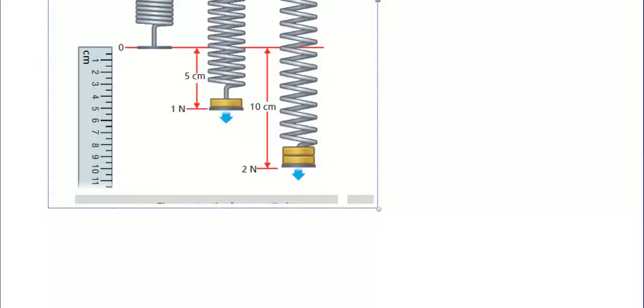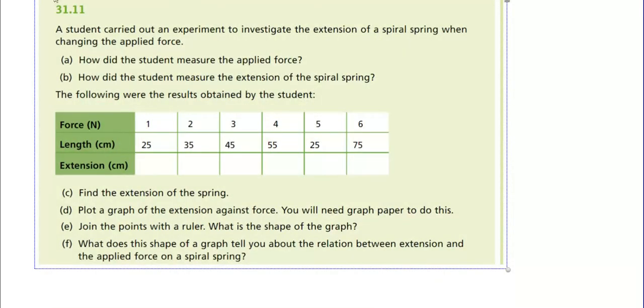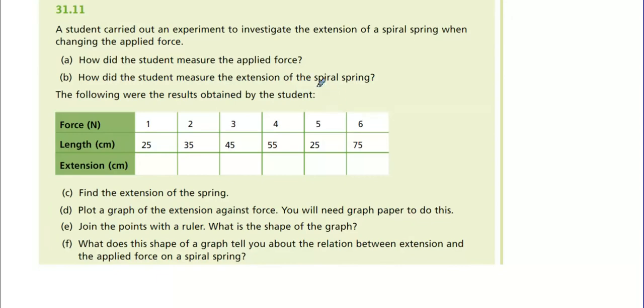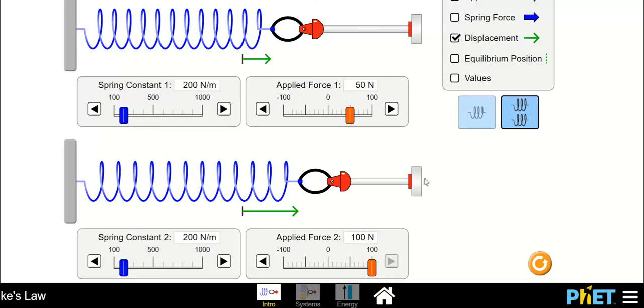So back to the question that we originally had. How does a student measure the spring's force? We can either use a Newton meter. So you can pull on the spring and you can measure it using a Newton meter, as I showed here. This is a Newton meter and it tells you how much force you're putting on it. Or you can apply weights onto it.